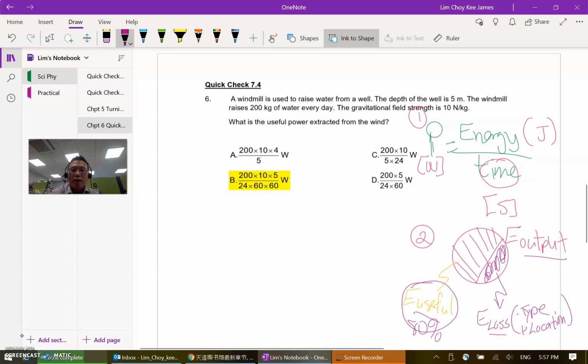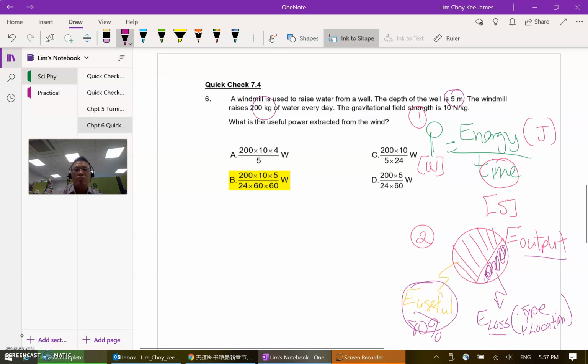So with this in mind, let's look at question 6. A simple one. In this case the question is quite simple. You have a well with a depth of 5 meters, and it raises 200 kg of water every day. What's the useful power extracted from the wind?